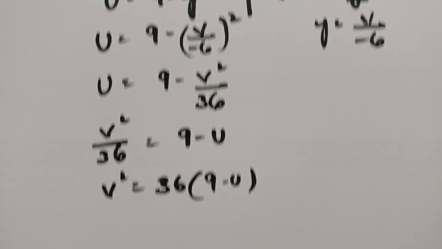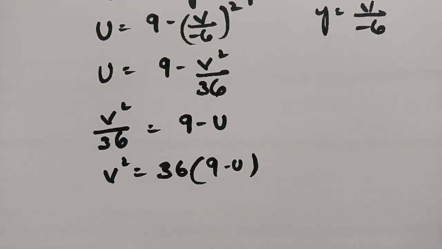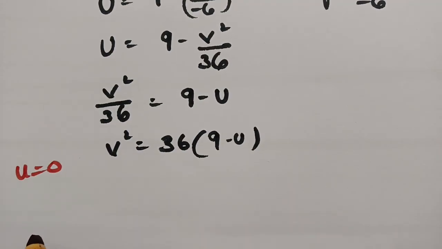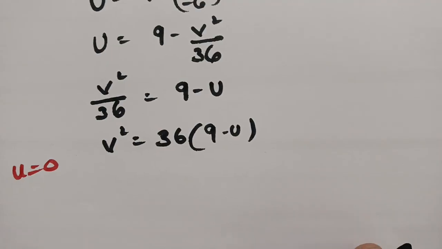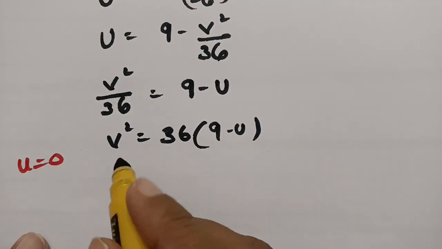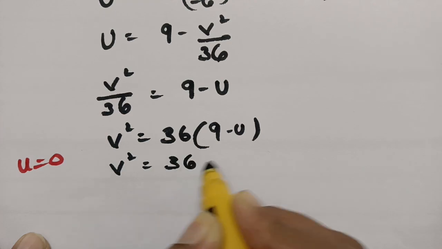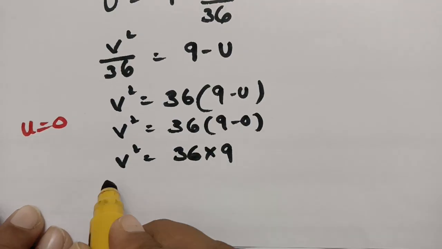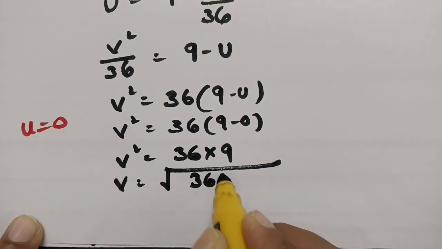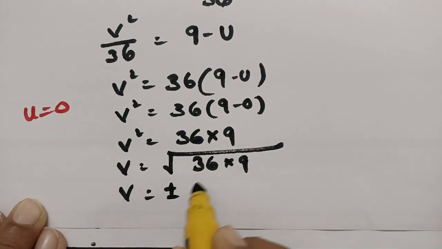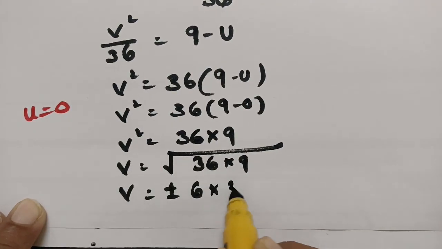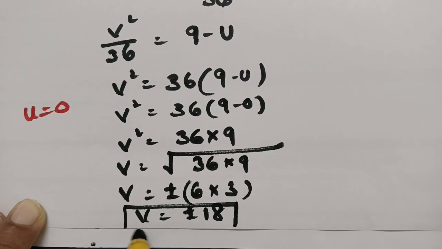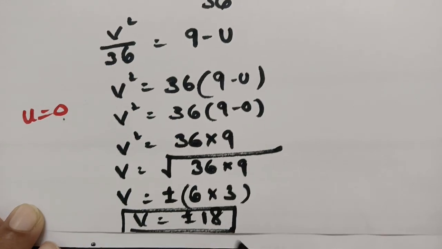And here if you see, in this equation, one time I'll keep u is equal to 0, and the other time I'll keep v is equal to 0. So if I keep u is equal to 0, I'll be getting the value of v. So v square is equal to 36 into 9 minus 0. So v square is equal to 36 into 9, and v is going to become plus or minus root of 36 into 9, which is 6 into 3. So v is equal to plus or minus 18.